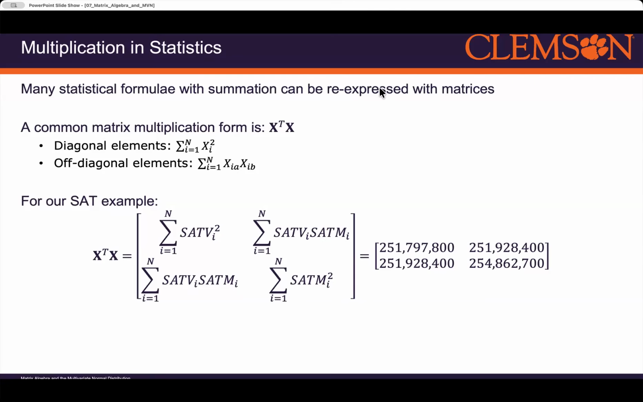So, for instance, many of our statistical formulae could be re-expressed with matrices. A common matrix multiplication form is X transpose X. You see this in lots of places, right? So if you put our data in X, we take the transpose of X and multiply it by X itself, then the diagonal elements represent the sum of the squared values of that vector. And the off-diagonal elements are the sum of the products. And I'm pretty sure you've seen enough statistical formulas before to say that, oh, the sum of squares shows up in, let's say, standard deviation formulas. Oh, and the sum of products, that's like a covariance or correlation formula. You can see where we're going with this, right? This is actually the sum of squared terms here.